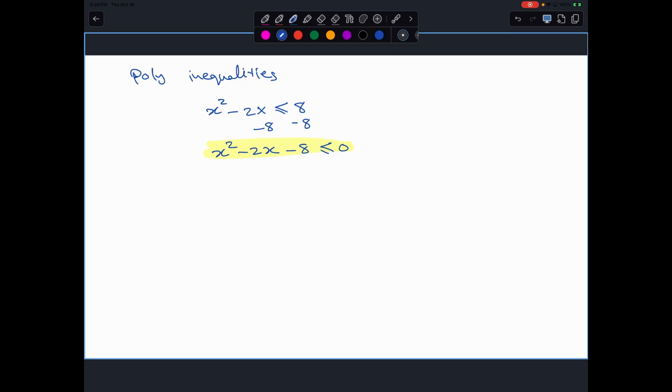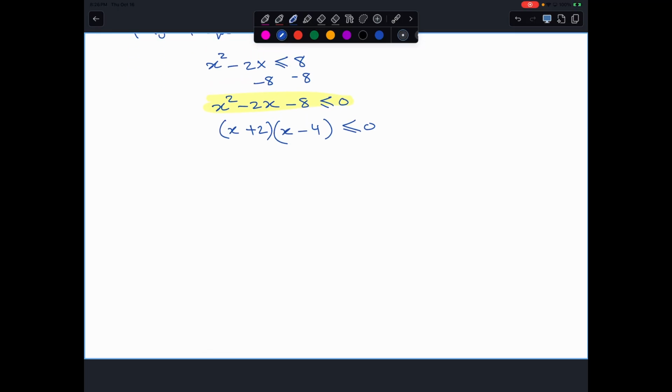Okay, now I'm going to factor. I have x and x. Now, based on the last term here, negative 8, I need two numbers. Their product is negative 8, and their sum is negative 2. The answer is negative 4 and positive 2. So negative 4, positive 2. We're good? Right.